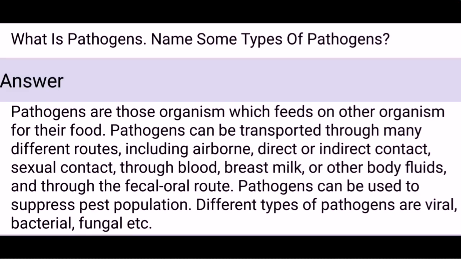What are pathogens? Name some types of pathogens. Pathogens are those organisms which feed on other organisms for their food. Pathogens can be transported through many different routes, including airborne, direct or indirect contact or sexual contact, through blood, breast milk or other body fluids, and through the fecal-oral route. Pathogens can be used to suppress pest population. Different types of pathogens are viral, bacterial, fungal, etc.